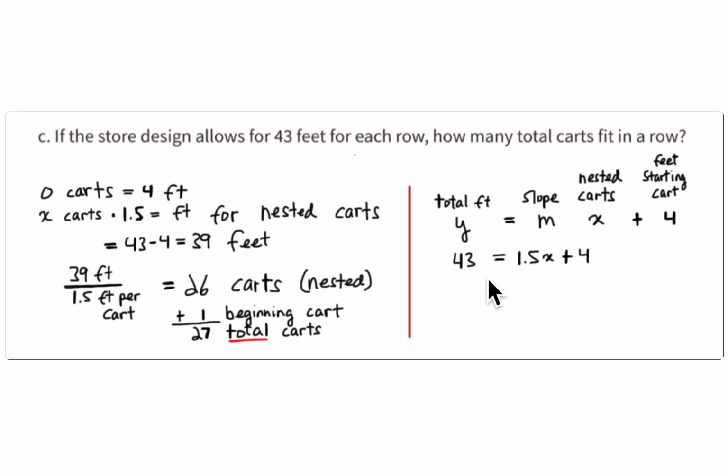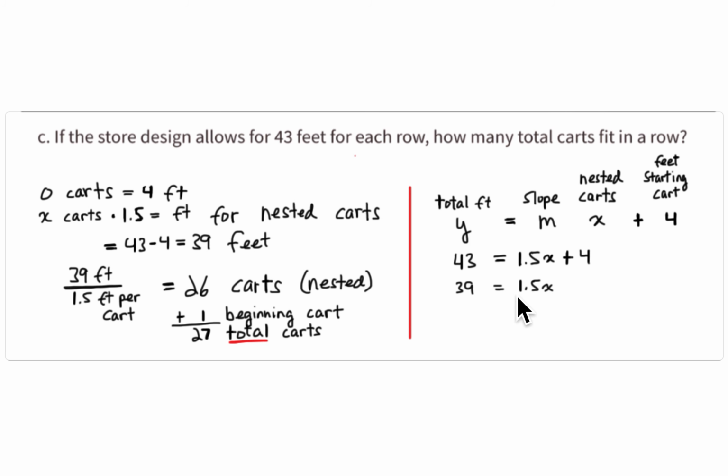All right, so if I have the number of nested carts plus 4 equals the total number of feet, then to get the total number of carts, I have to subtract that 4. So it's going to be 4 feet less than 43. So 43 minus 4 is equal to 39. And that's going to be the total number of feet for the nested carts. So how many nested carts is that? Every time I take out 1.5 feet, that's 1 cart. So that's 39 divided by 1.5.